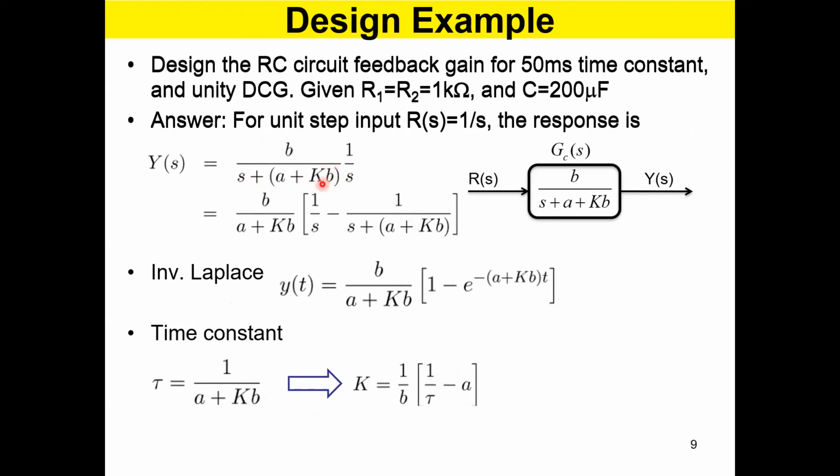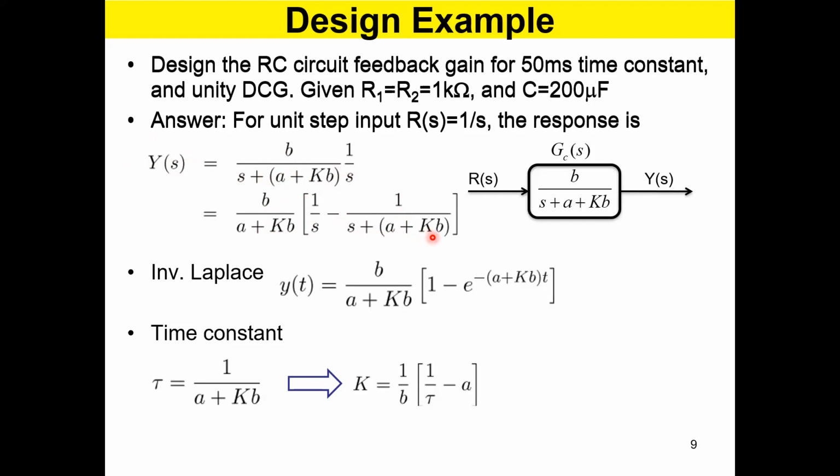So this is the closed loop plant, and this is 1/s, right? This is straight away coming from the closed loop transfer function where Y(s) over R(s) is the transfer function. And now we take this R(s) from here and put it over here, 1/s, which is unit step. And we can solve this one, B over A plus KB, 1 over s minus 1 over s plus A plus KB.